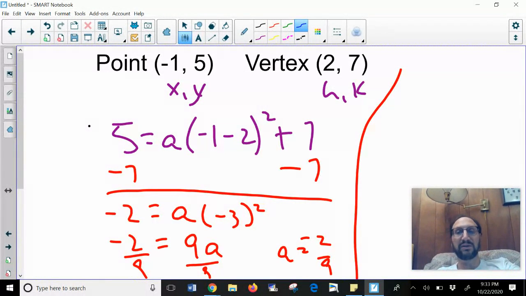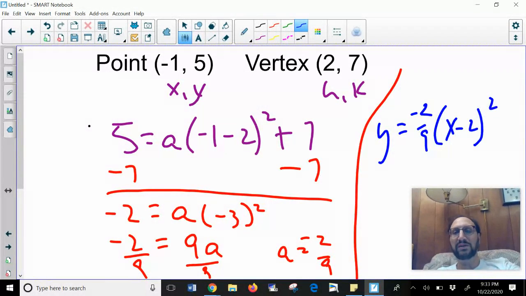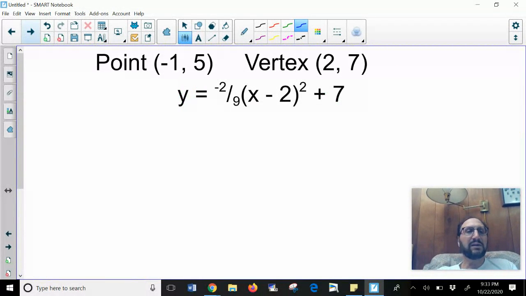We're going to put this into vertex form. y equals -2/9 times x minus 2 quantity squared plus 7. So that's our equation in vertex form. The next step is to take that and to multiply it out into standard form. So take a second and, was it plus 7? Yep.